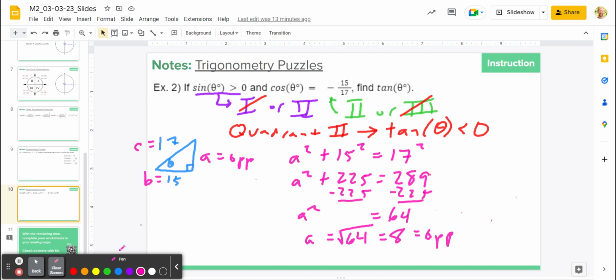So we know that tangent is negative. We know that opposite equals 8, and we know that the adjacent side equals 15. So in that case, our tangent is going to be equal to negative 8 over 15.